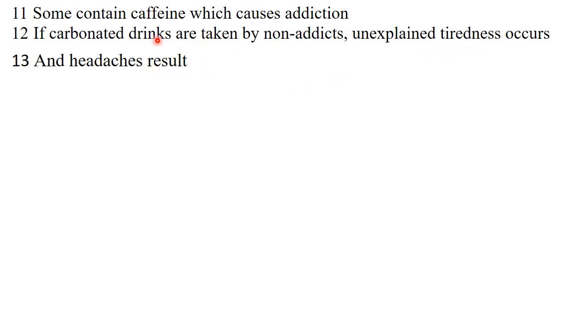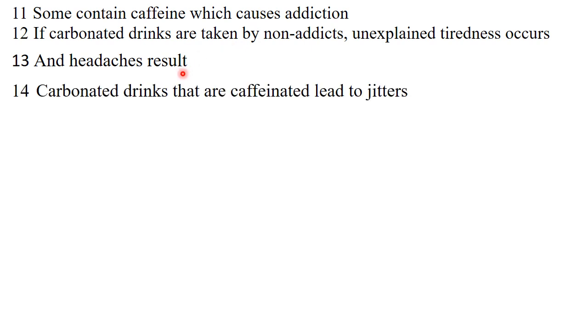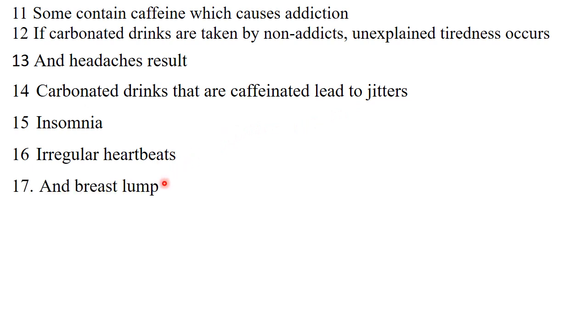So if you go to the passage, this was one sentence. If carbonated drinks are taken by non-addicts, unexpectedness occurs and headaches result, but it has two points, which are two things which are negative effects of consuming carbonated drinks. Carbonated drinks that are caffeinated lead to jitters. So this was one sentence. It had jitters, it had insomnia, it had irregular heartbeats, and it had breast cramps. Okay, so all these are points.